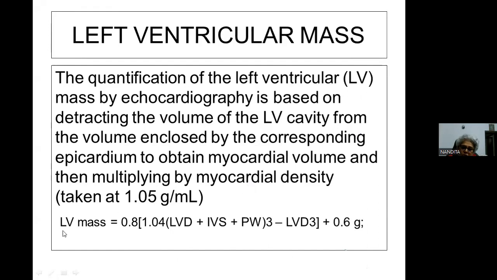And this is preferably done in short axis view, not in long axis view, at papillary muscle level. Just index it. Feed in the body surface area and index it. That's it. That's all you need to put in your report.